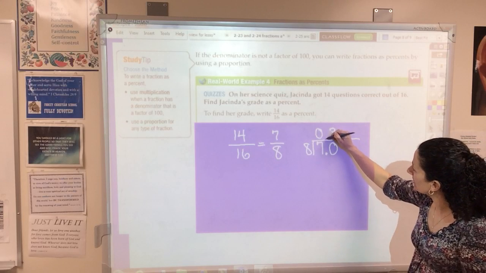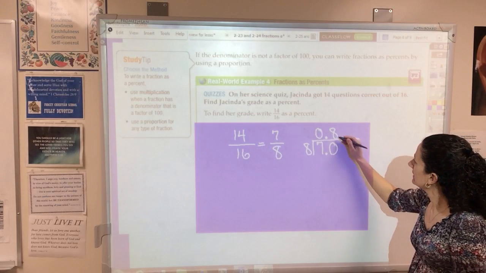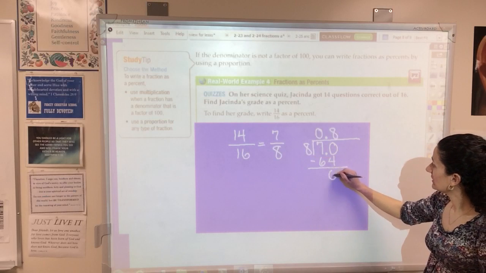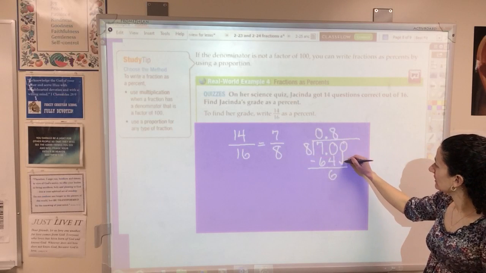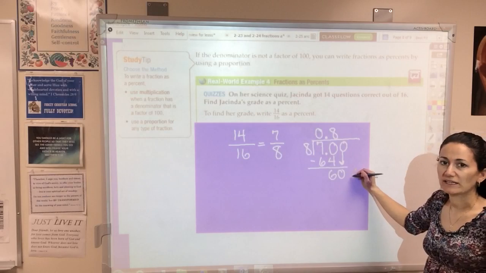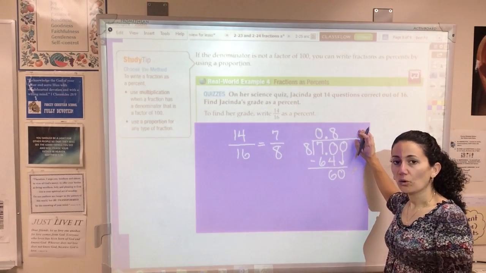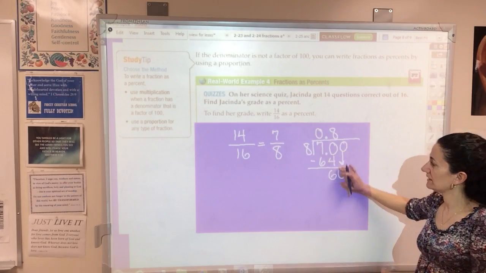And I'm going to line up my decimal, and then I can forget about it. 8 times 8 is 64. Got a remainder of 6. Keep bringing down zeros until you either figure out if the decimal is going to terminate, that means it's going to end, or it's going to repeat. So let's keep going here.